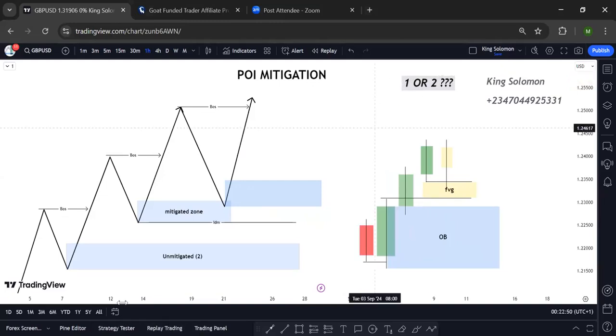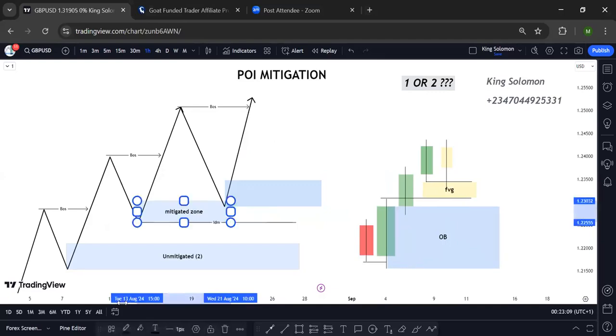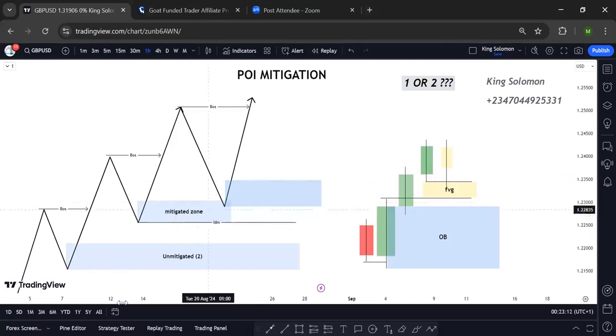Now, when it comes to POI mitigation, there's something that I teach on this, and that is selecting your power levels, understanding power levels. Now, power levels has to do with differentiating the zones in the market which have the power to make potential and significant price movements, right? That are capable of initiating or causing real price action, right? So in this case, this mitigated zone has caused a real price action for it to break structure to the upside, for it to take out this former buy side liquidity, right?